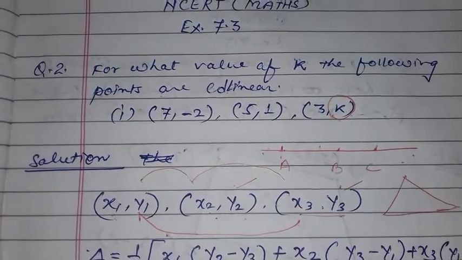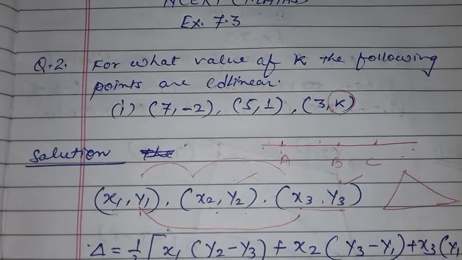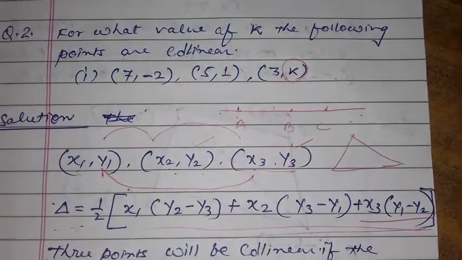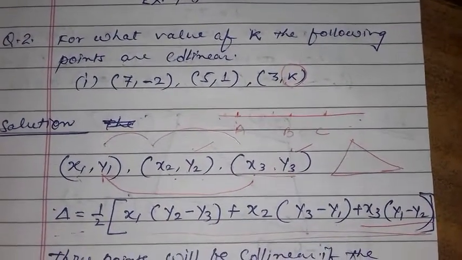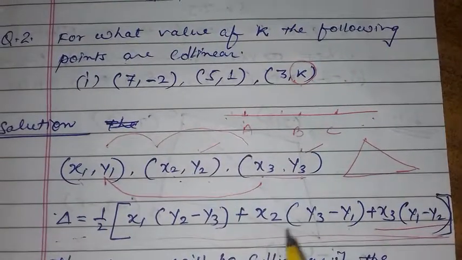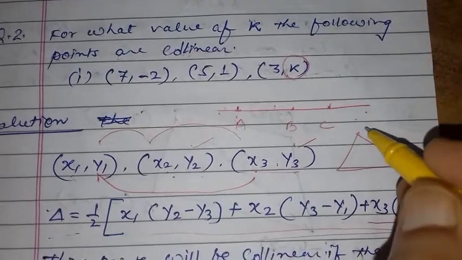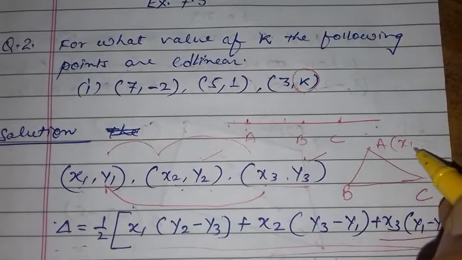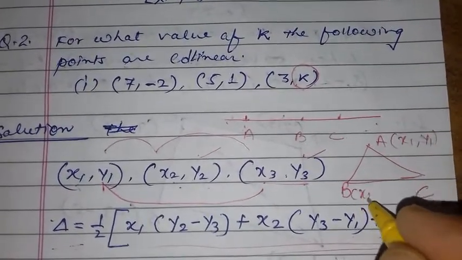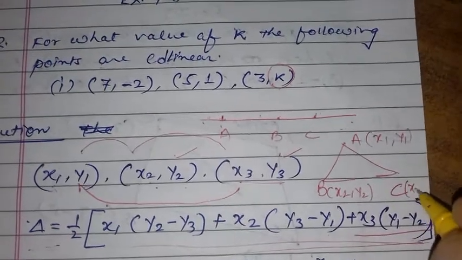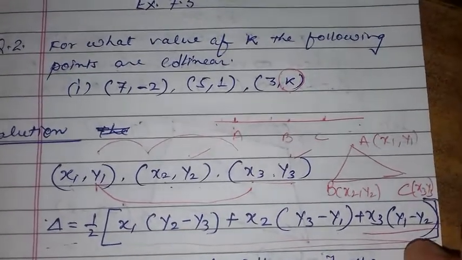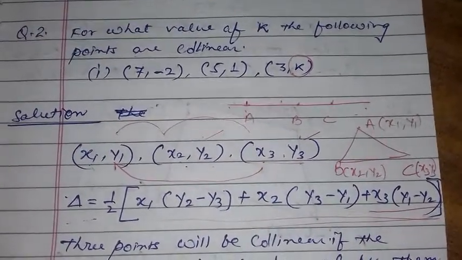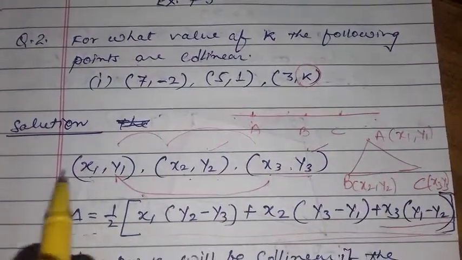So, before starting the solution of this question, let us come to the formula for the area of a triangle whose vertices are given. Suppose we have a triangle ABC with coordinates (x1, y1), (x2, y2), (x3, y3). Let us find out how we will find the area of this triangle whose vertices are given.